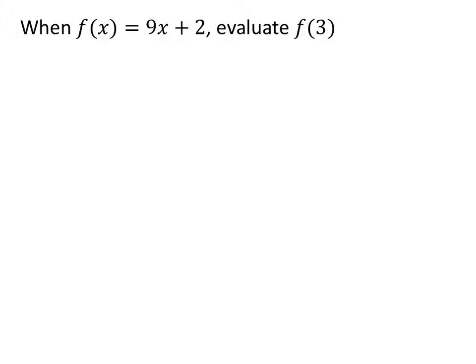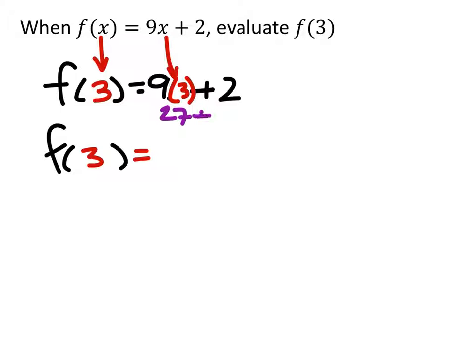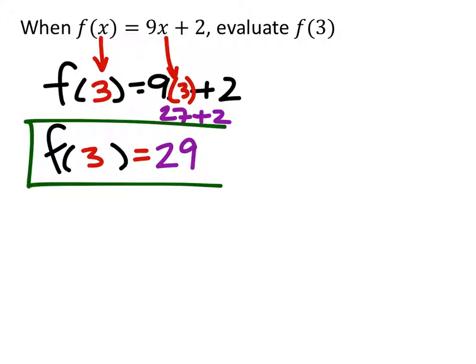So let's look at this example. When f of x equals 9x plus 2, evaluate f of 3. So this is the function right here, but we're replacing this x with 3, right? So you see how the x was replaced with 3 there? So I've got to replace the x in the equation with 3 also. From here I just evaluate this, and it's still going to be shown as an answer as a function, so I need that f of 3 as part of the answer. 9 times 3 is 27, plus 2, that would give us 29. So the full answer is f of 3 equals 29.